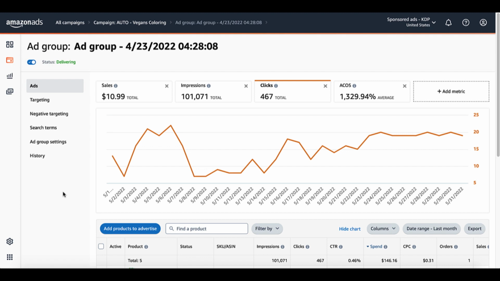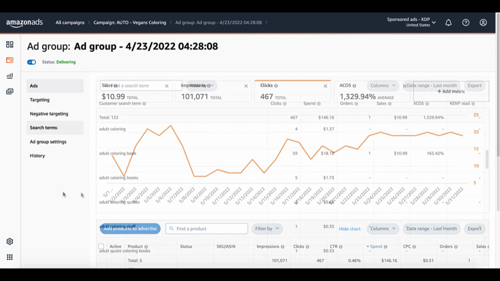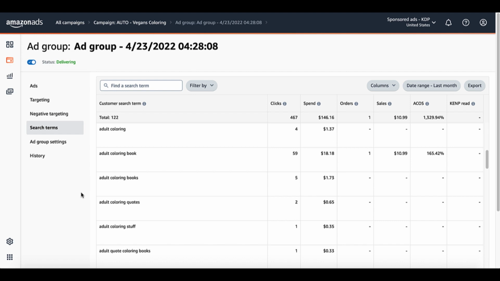And this is the first step, paying attention to how much you're spending and making sure that you control that. If you drill into the ad group, you can actually see the search terms, and the search terms are the terms that people actually searched for. The customer was searching for this specific term.